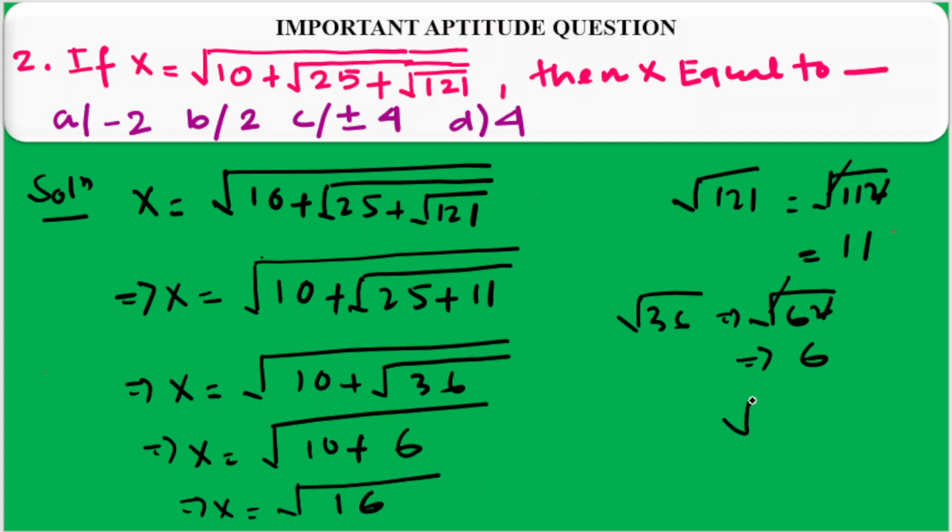We can resolve this square root of 16 as square root of 4 square. So this square and root will get cancelled out. 4 will remain. So final answer will be x equal to 4. So answer is option D.